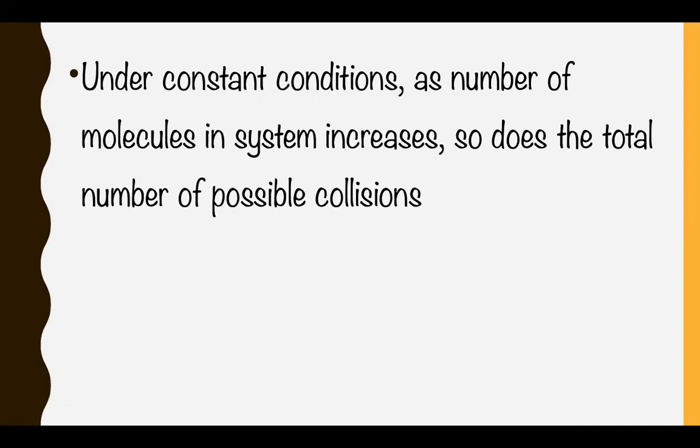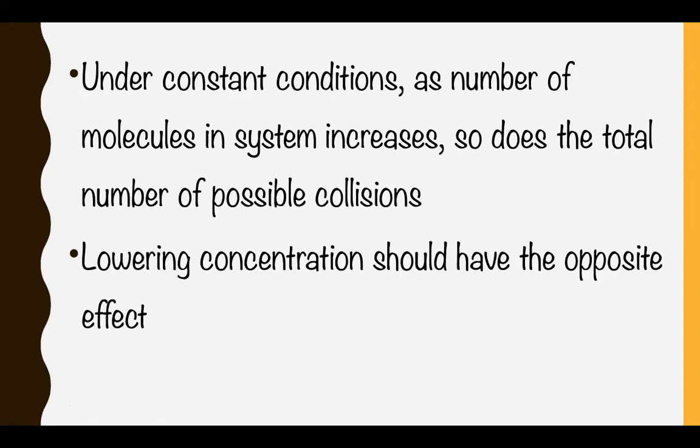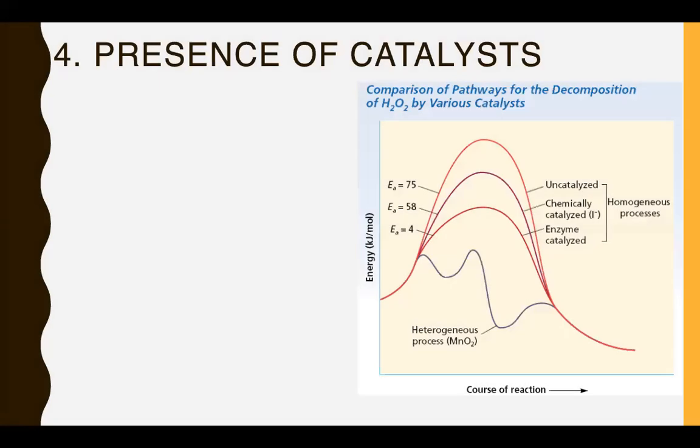Under constant conditions, as the number of molecules in a system increases, so does the total number of possible collisions. This should make sense to you, like logically in your brain. If you add more molecules, you have more collisions. And always, if you have more collisions, you increase the probability that you will have a successful collision, therefore increasing reaction rate.